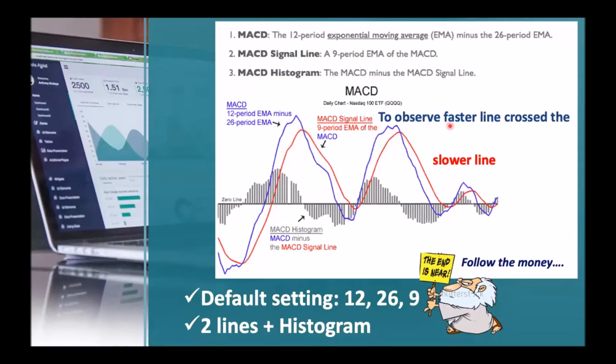We want to observe the faster line. The faster one normally goes up on top. When it goes down, the one that goes down first is the faster line. We want to see the faster line cross over the slower line. That's why we want to notice. Then the other one is the histogram.